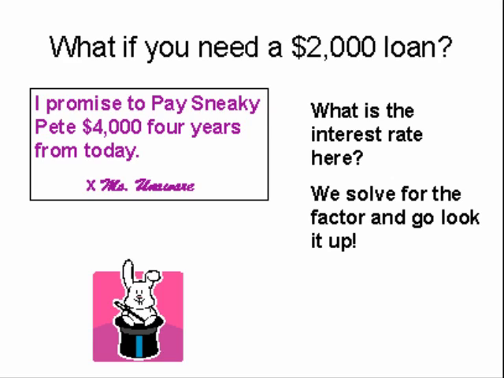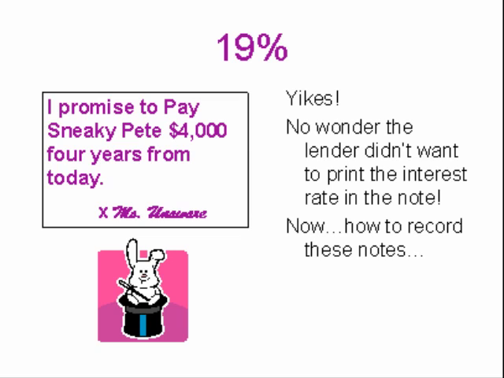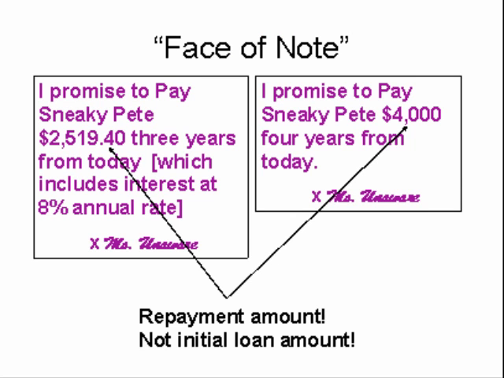Oh, look what we have here. We know the present value, we know the future value. What's missing? The interest rate. Remember how we solved for that? We actually calculated the factor and then we went hunting in the table till we found the interest rate. So look across the 4 periods in your table and see if you can find the interest rate close to 19%. Very good. Well, no wonder they didn't want to put that on the face of the note. That's outrageous. All right, let's record these lump sum notes.